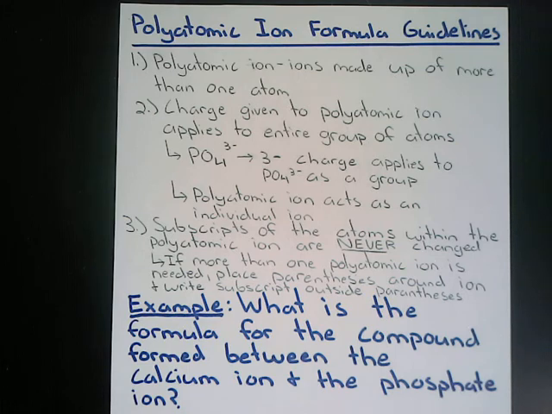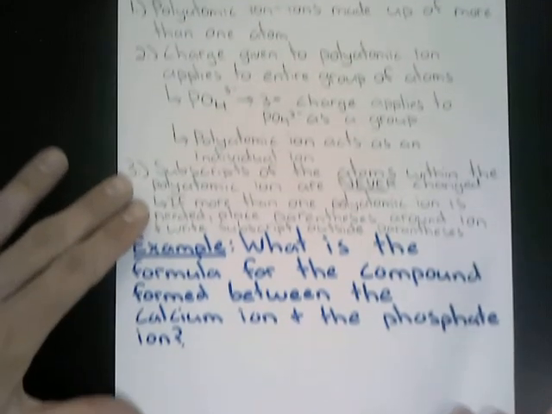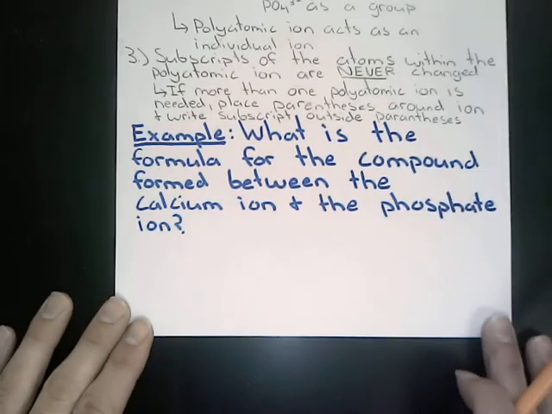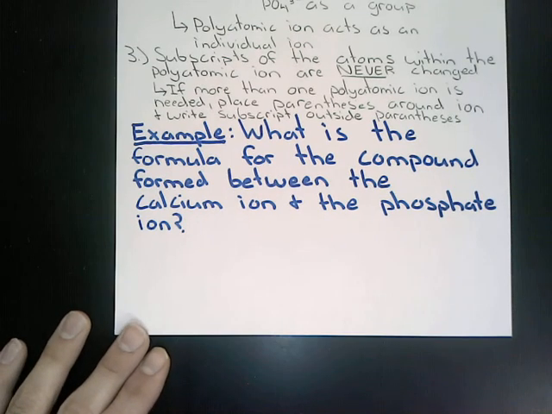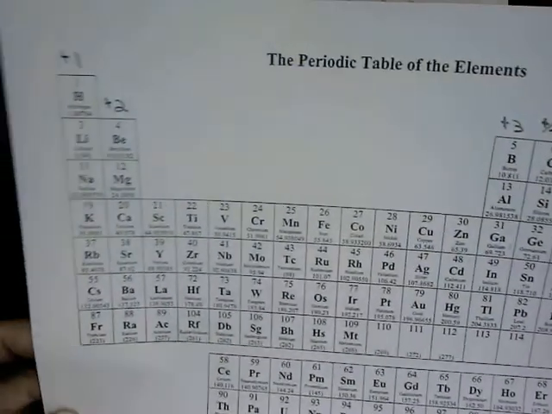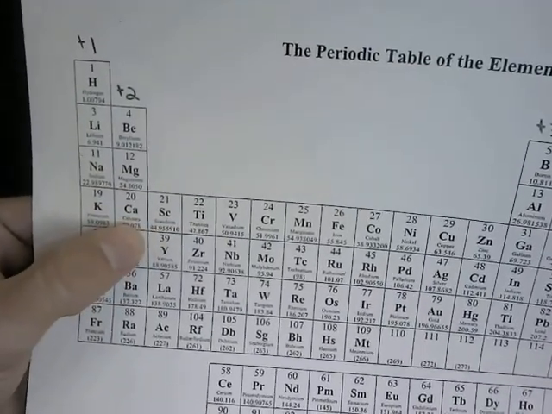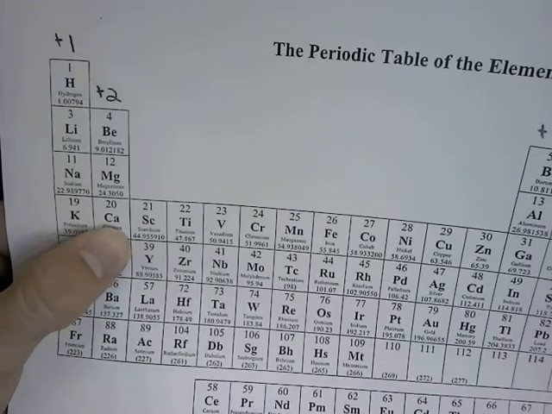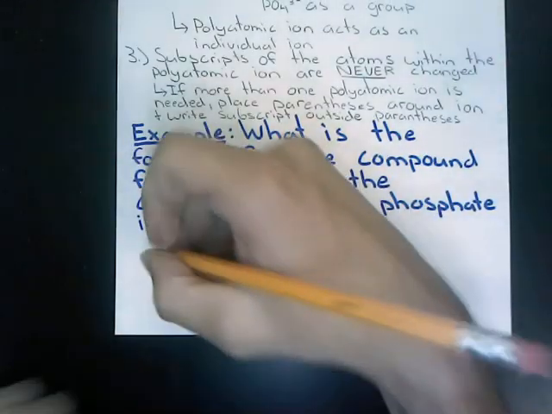So we'll do this in this example. Now we want to know the formula for the compound formed between the calcium ion and the phosphate ion. Calcium is an individual element, so if we take our periodic table that we just labeled and find calcium, element 20, calcium has the symbol Ca.